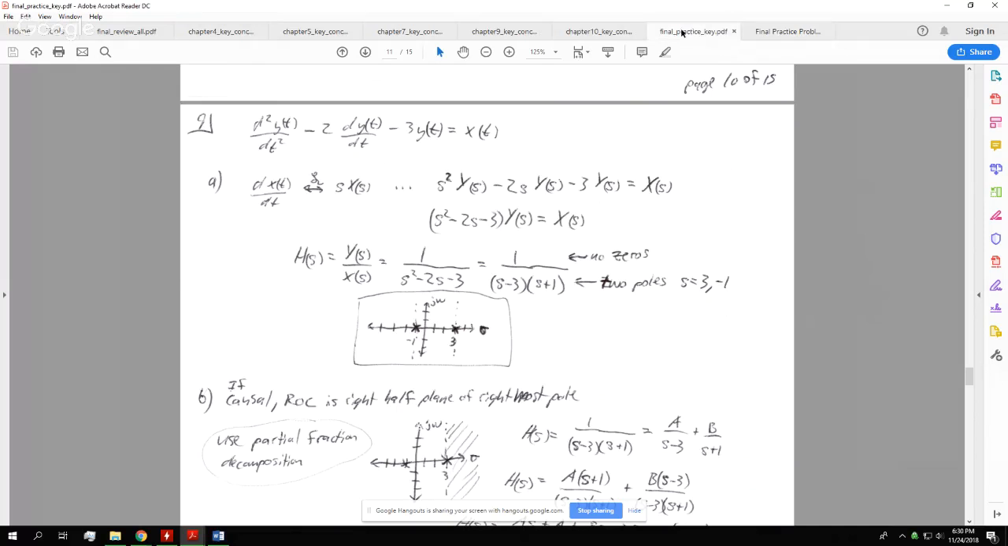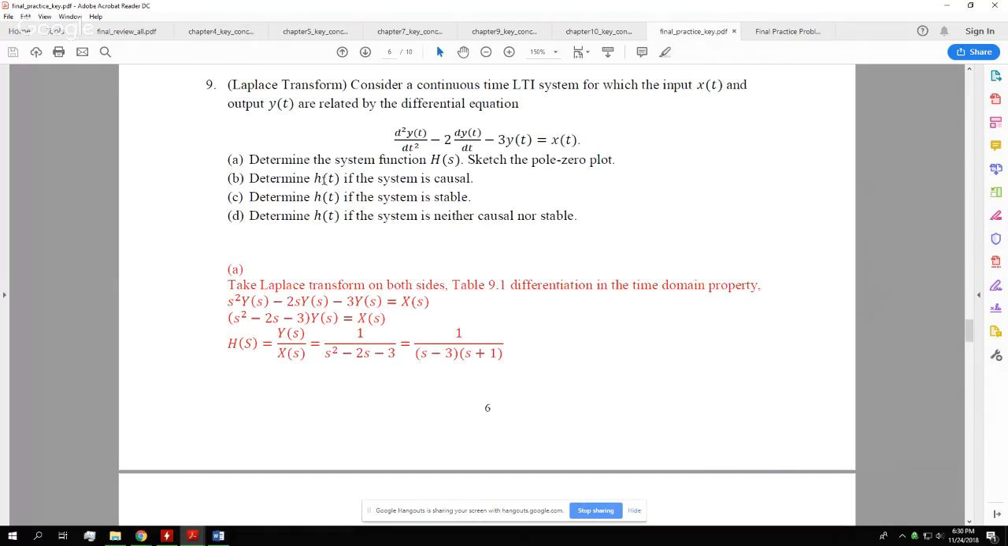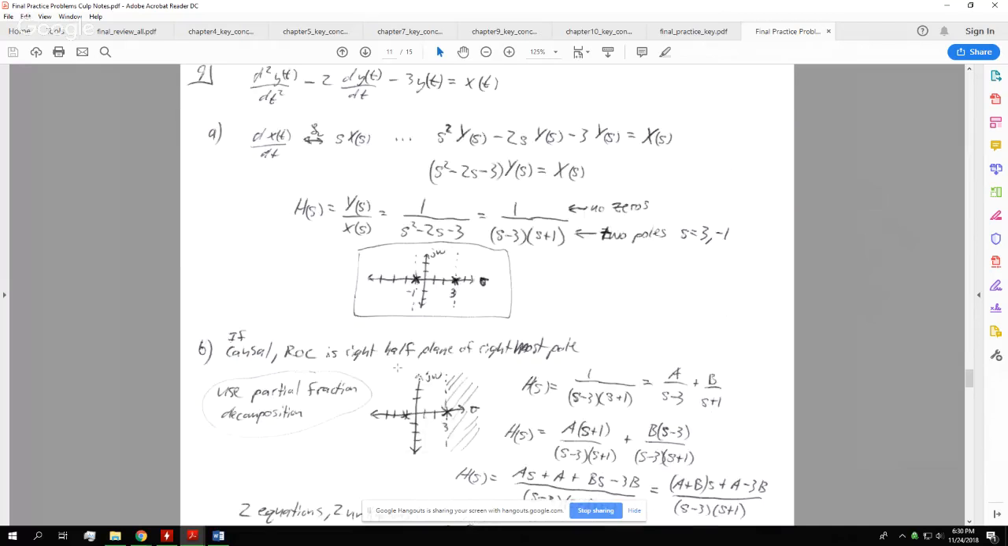So that's part A. Now part B asked us to determine h of t if the system is causal. Part C and part D are going to ask us the same exact thing: what is h of t under different conditions? But the first condition we're given is causal. And you have to remember, under different conditions of causality and stability, h of t will be different, because the Laplace is more complicated than a Fourier. You can have different Laplace transforms based on your conditions of the system, and you can see that on the table. I'll get to that in a second. So let me scroll down to B.